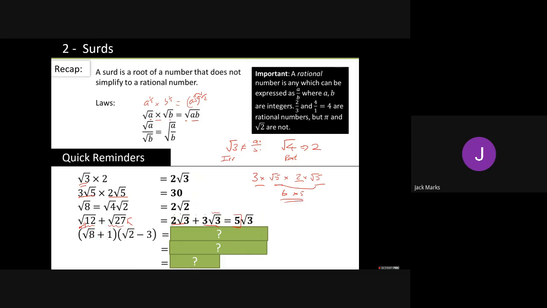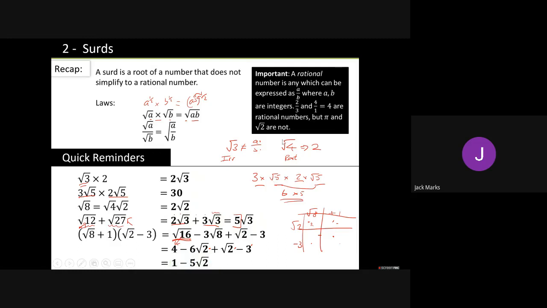And lastly, when we have something like this, you may wish to do root 8 plus 1 and root 2 minus 3. An easy way to do this is with the grid method and to find the 4 pieces that way. Okay, so you'll get root 16 over here, minus 3 root 8 plus root 2 minus 3. Remember that if you can simplify this into a rational number like this, then you should do so. The rest of it, we need to simplify the root 2's and simplify the constants, as so.